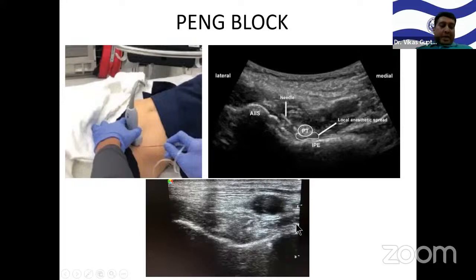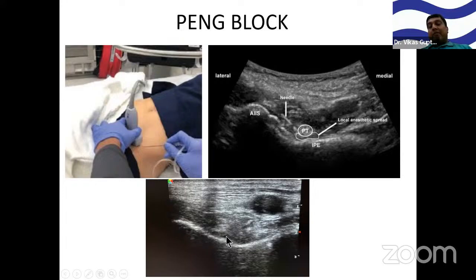So what are we blocking in that PENG block? We will block the articular branches of the femoral, obturator and accessory obturator nerve that provide sensory innervation for the anterior capsule of the hip. In a lean thin patient, we can use a linear probe, and if the patient is fat enough, we can use a curvilinear probe also. In that approach, we are using an in-plane needle approach from lateral to medial, and we will hit this iliopubic eminence, and then we have to deposit that drug there. In an ideal block, the iliopsoas tendon should go above, and the drug will be deposited here.